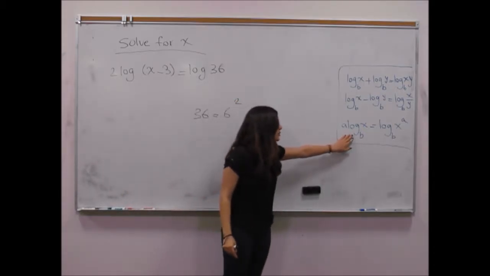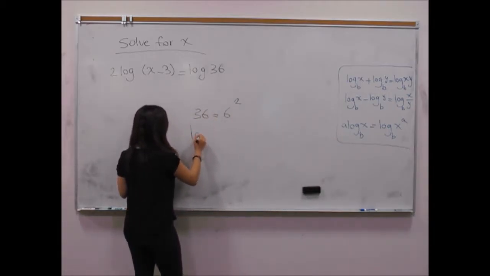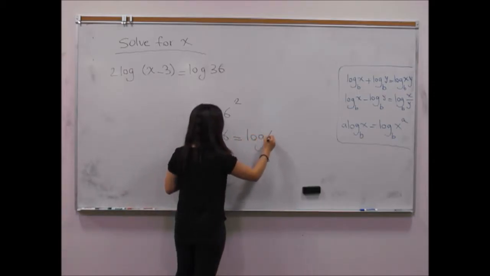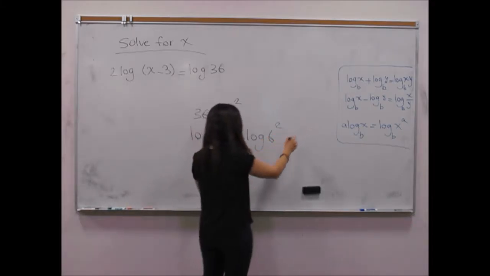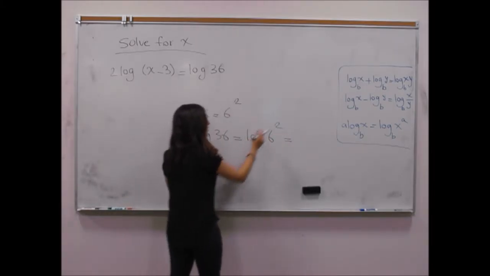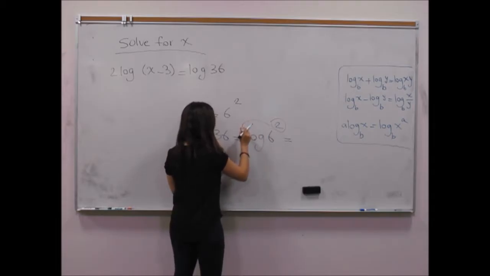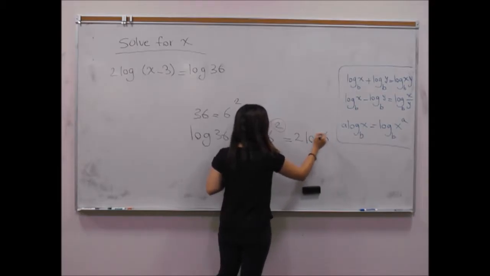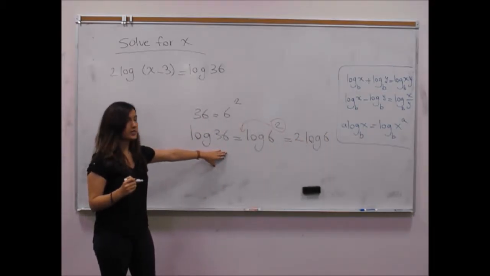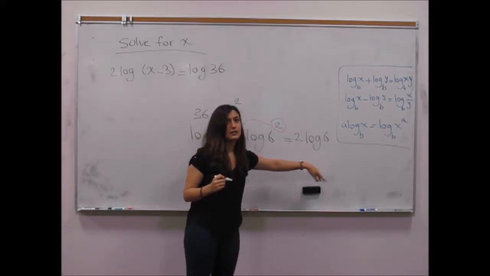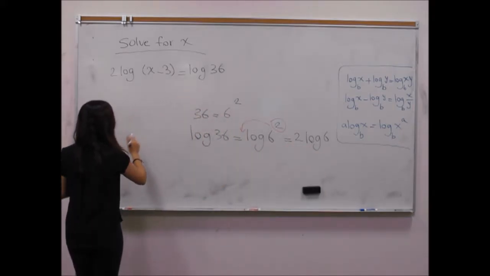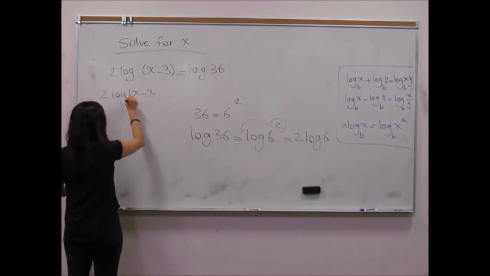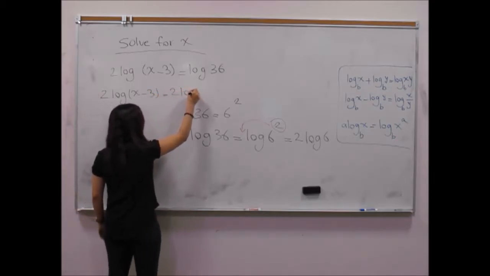And by the third property, instead of log of 36, I can write log of 6 squared because they're equal. Then by that property, I can move this power to the front as a coefficient, making it 2 times log of 6. So instead of log of 36, I can write 2 log of 6. So I would have 2 log of x minus 3 equal 2 log of 6.